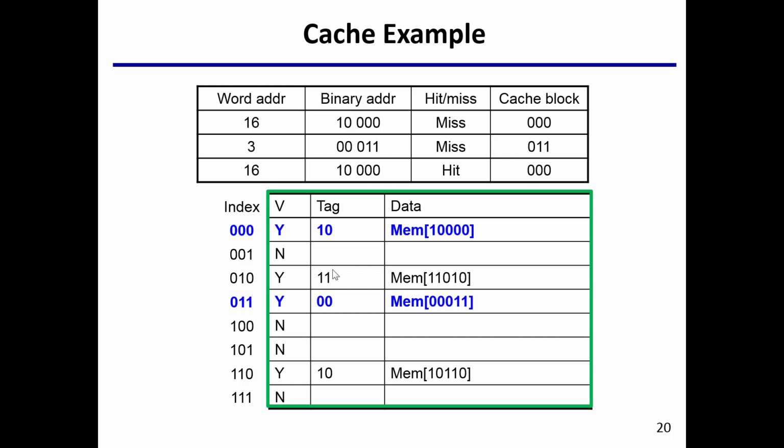Address 8 would also map to address 0, but with a different tag. And so that's exactly right. And that would have been a good example of a conflict miss. 8 and 16 both map to the same line, so they conflict with one another. I can't store them at the same time in my cache.